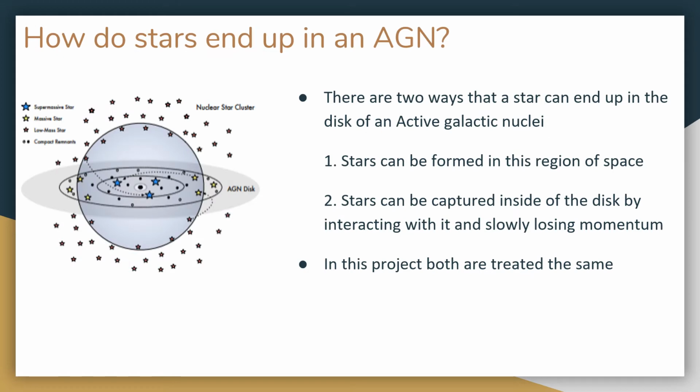There are two ways that stars can end up in this region of a galaxy. There's in situ formation, which is where stars form inside the disk of the AGN, and there's also capture, where stars that are formed outside the accretion disk interact with the disk, and as they interact with the disk, they slowly lose momentum, and eventually they are captured by the disk. In my project, both of these situations are treated the same way.